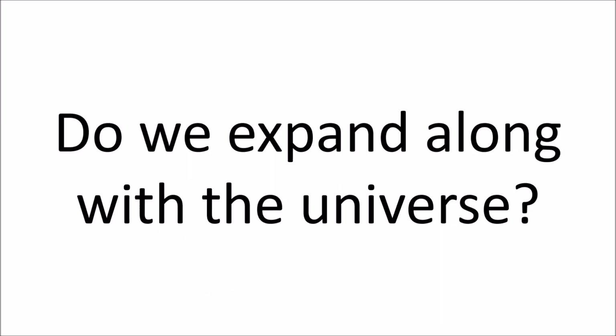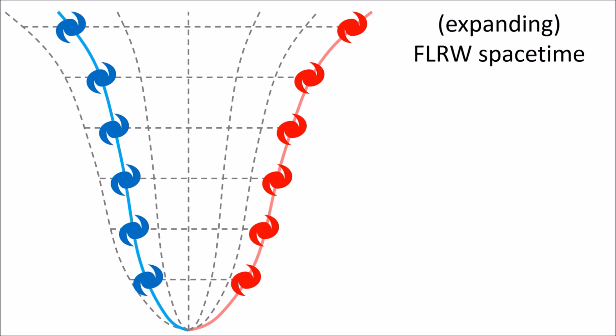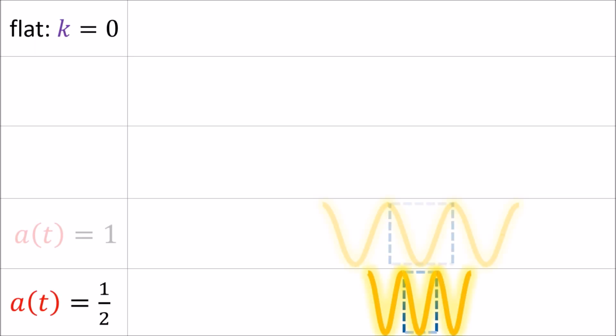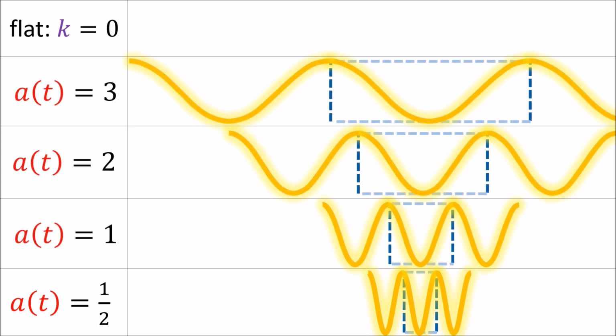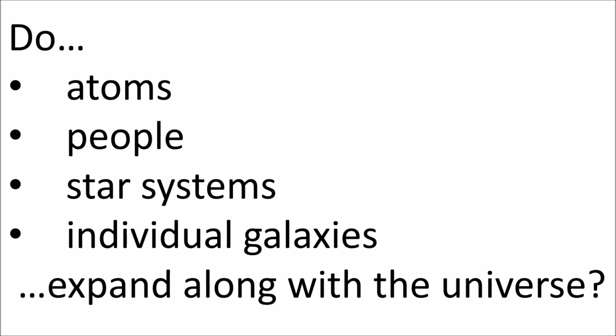One last question I'll try to answer is, do we expand along with the universe? We've learned that free particles will all move apart from each other in FLRW spacetime with an increasing scale factor. This indicates that all the galaxies in the universe are moving apart from one another. We've also learned that the wave peaks in light waves will expand apart from each other in an expanding universe, leading to cosmological redshift. So some natural questions to ask are, do atoms, people, star systems, and individual galaxies also expand along with the universe?